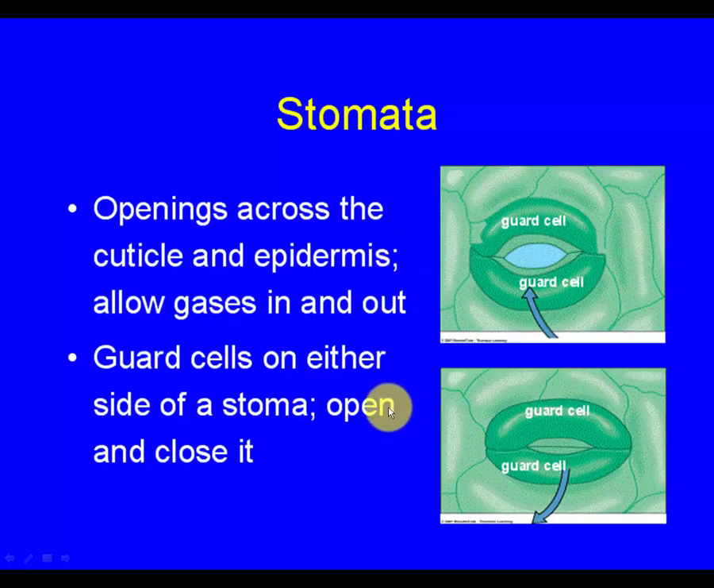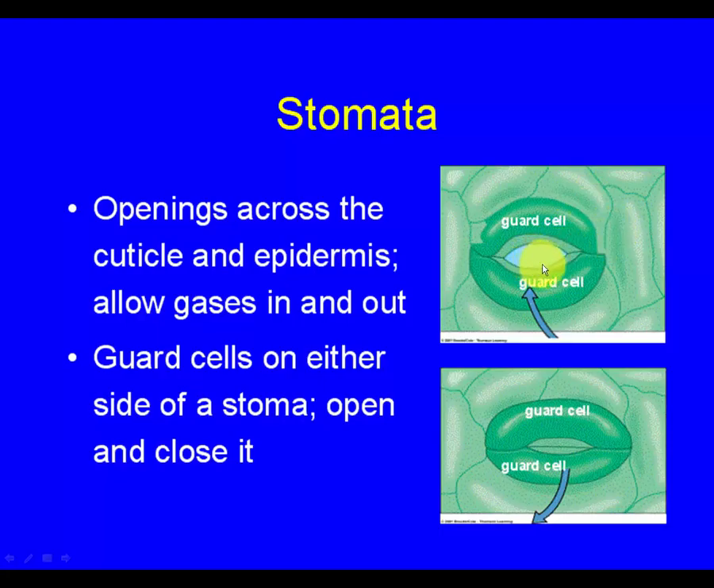Another very important element of dermal tissue are the stomata and the cells that open and close them. This is a very clever mechanism. The guard cells are held open essentially by their own internal water pressure called turgor pressure. When they are inflated with water, they take on this curved bean-like shape, and the stomata open.